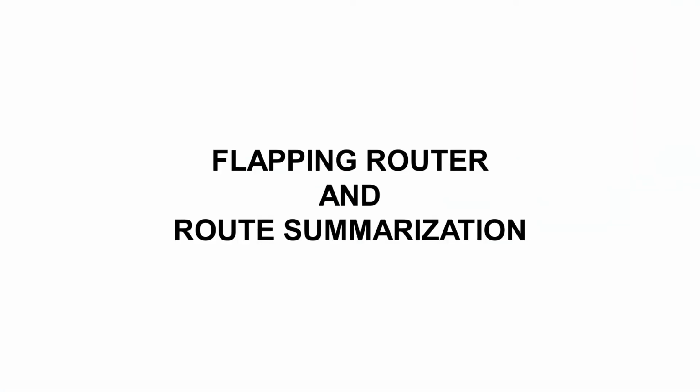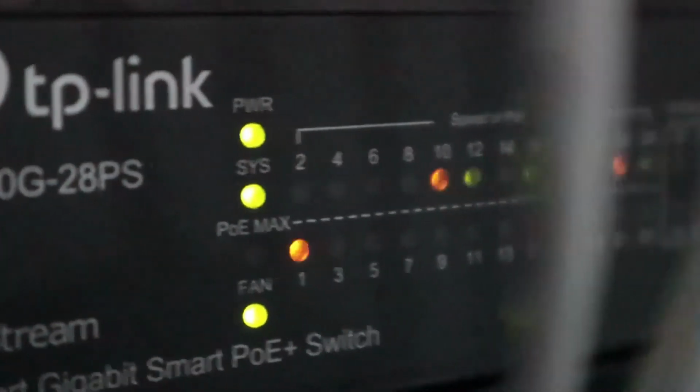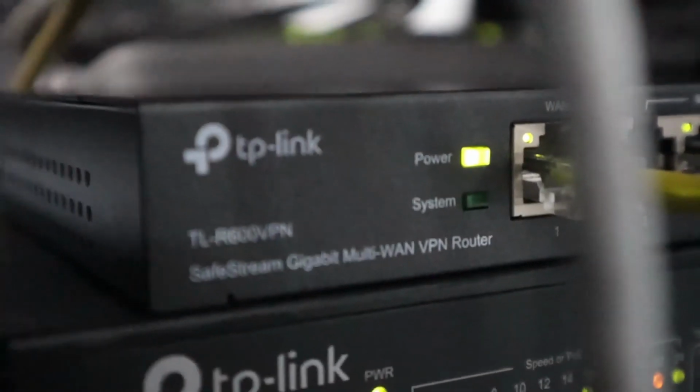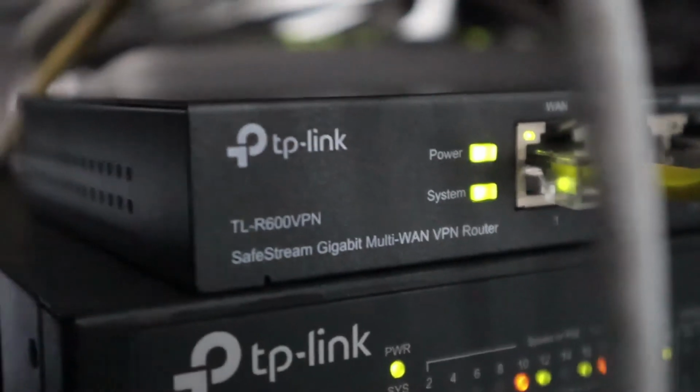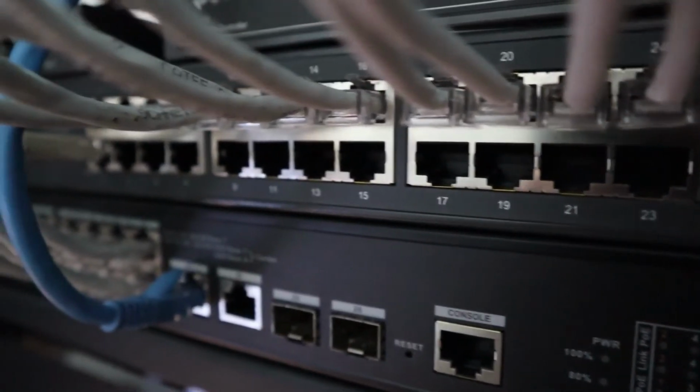Flapping router, and route summarization. Flapping is a problem condition that can occur with dynamic routers on large internetworks. When a router is flapping, it broadcasts routing table updates that alternate between two different routes to a host.